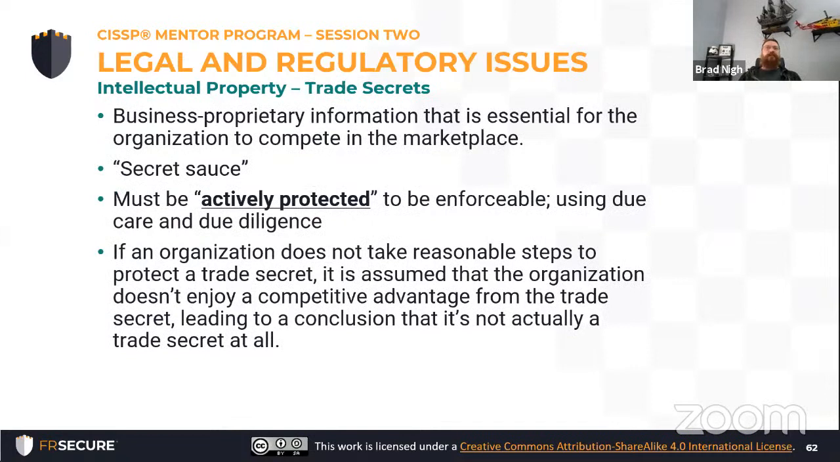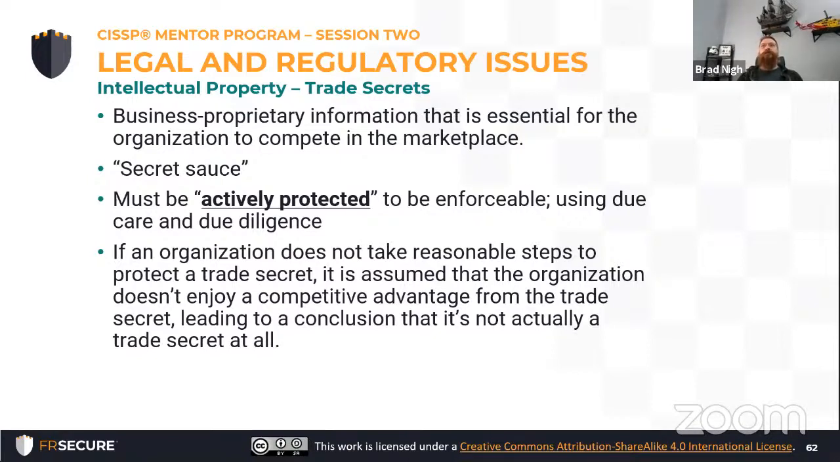So trade secrets, this is the secret sauce, right? The recipe for Coke. Colonel Sanders, 11 herbs and spices and what they actually are, right? And what you'll see a lot of times is it's actively protected, very important, right? If somebody uses something, you'll see them go after them for infringement and say, hey, you can't do that, right? Because if you're not taking those steps to protect it, well, then is it really that important to you? So trade secret, again, big secret sauce and actively protected.